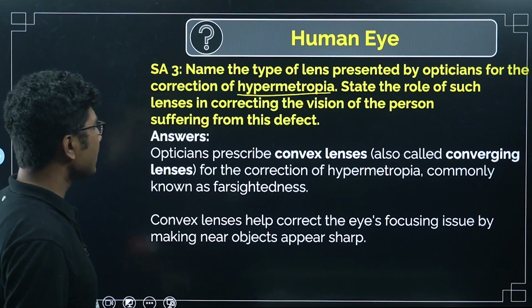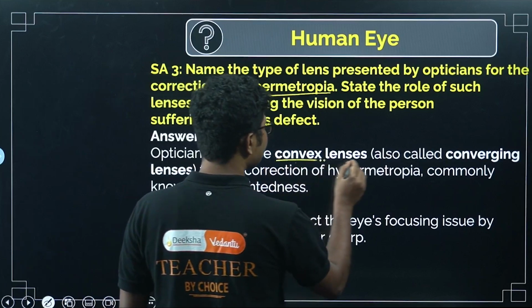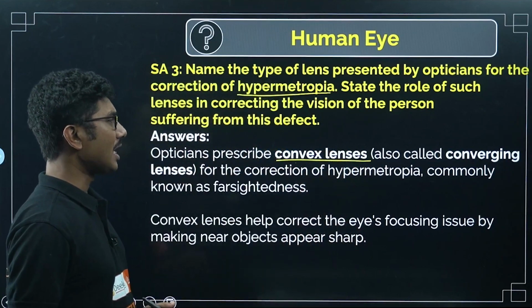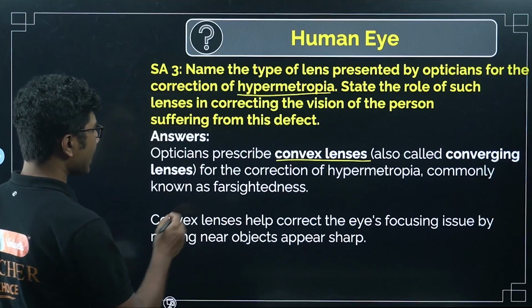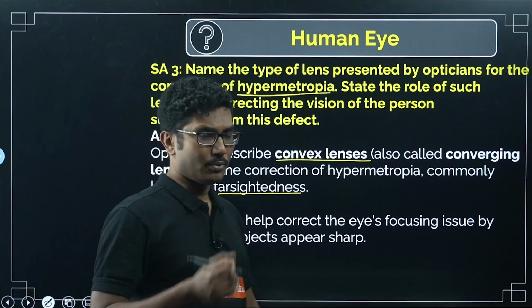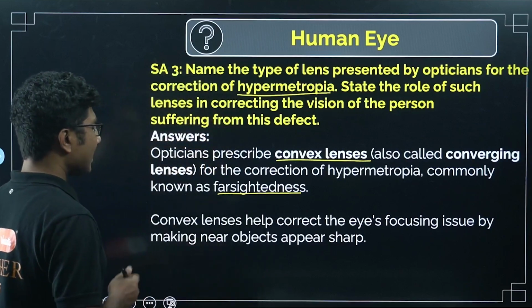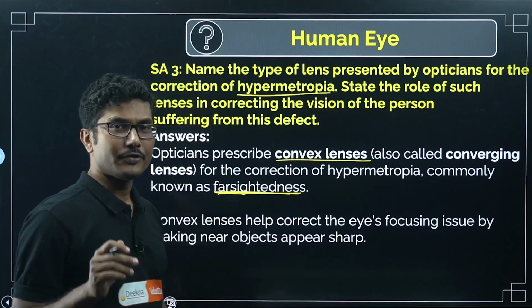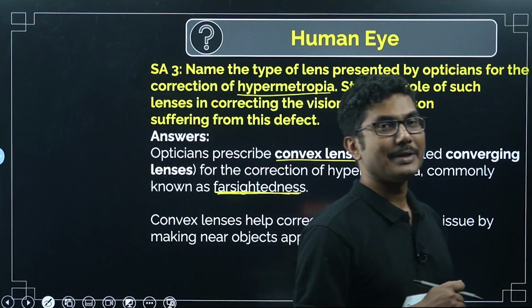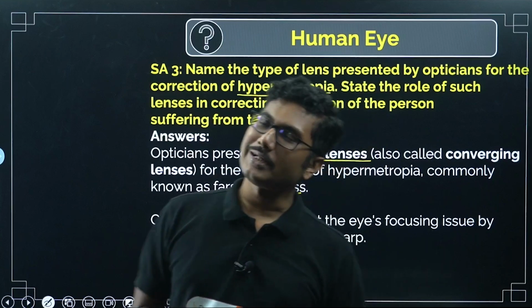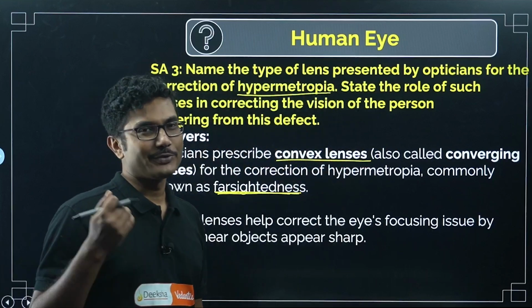Opticians prescribe convex lenses, also called converging lenses, for the correction of hypermetropia, commonly known as farsightedness. So farsightedness and hypermetropia are the same. But sometimes the terms farsightedness and nearsightedness are confusing. Farsightedness means you cannot see objects which are close. Nearsightedness means you cannot see objects which are far.